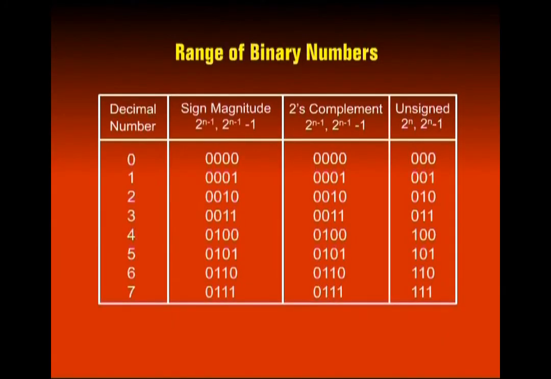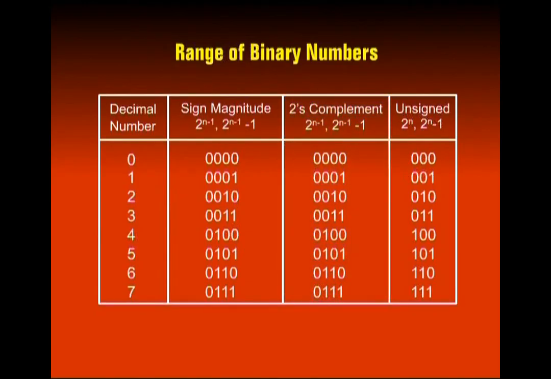Let's consider the decimal number range from positive 7 to minus 8. Let's consider the unsigned binary representation of this decimal number range, the signed magnitude representation of this particular decimal number range, and the 2's complement representation of this decimal number range.